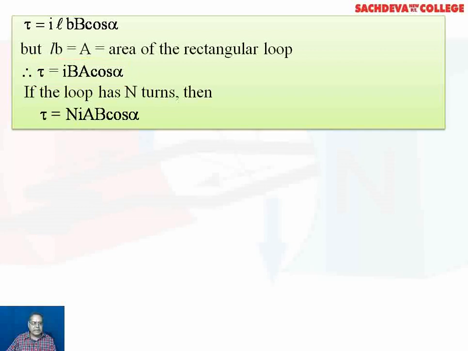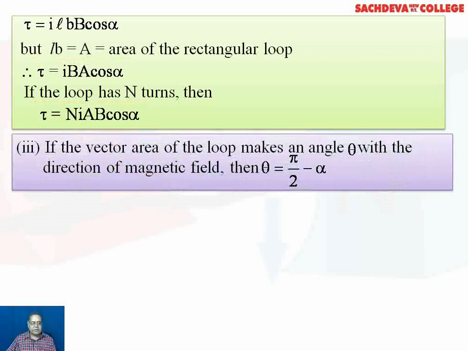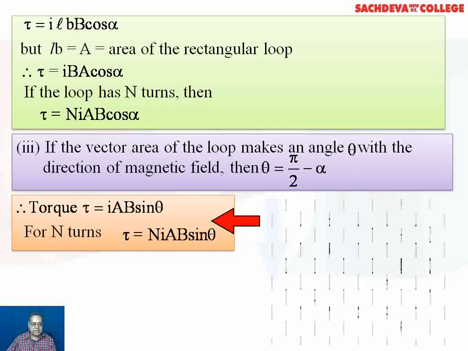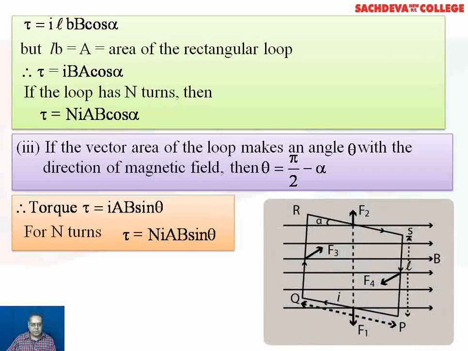If the loop has n turns, then multiply this by n and it will become n I A B cos alpha. If the vector area of the loop makes an angle theta with the direction of the magnetic field, then theta is pi over 2 minus alpha. Tau is given as I A B sine theta. For n turns, we have to multiply by n and it will become n I A B sine theta. Again, you can look at the diagram.